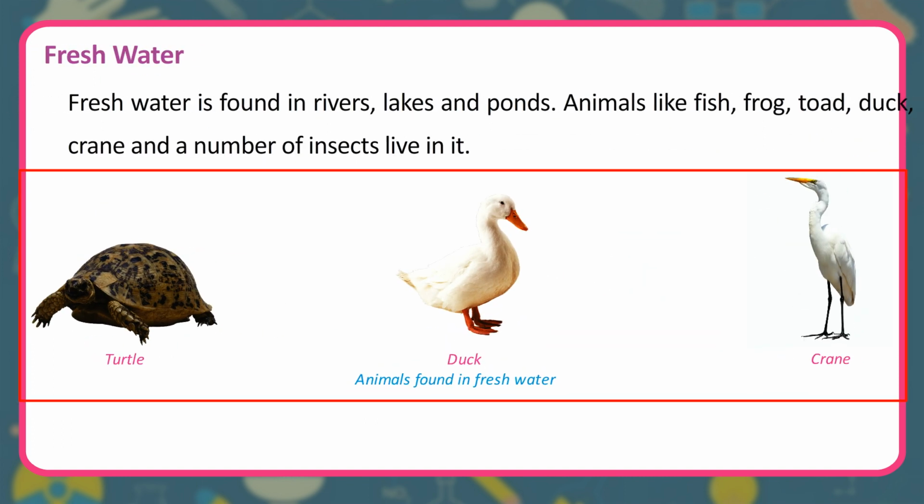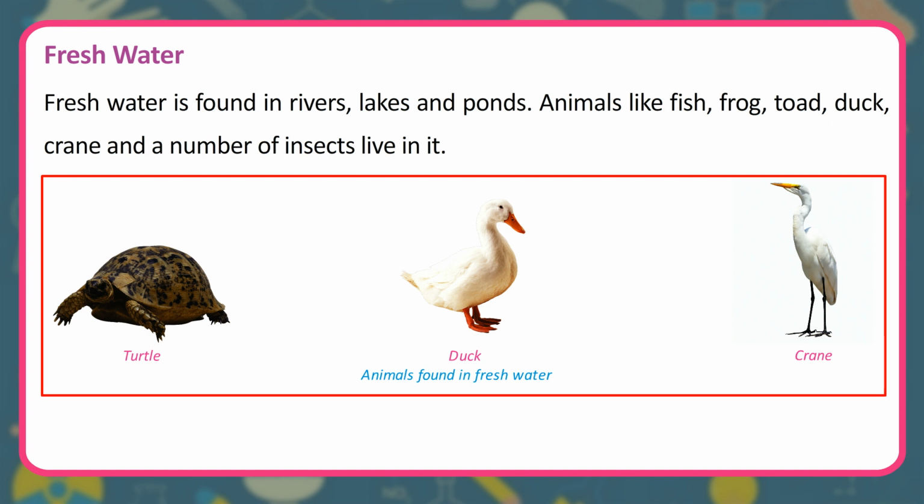Fresh water. Fresh water is found in rivers, lakes and ponds. Animals like fish, frog, toad, duck, crane and a number of insects live in it. Turtle, duck, crane.